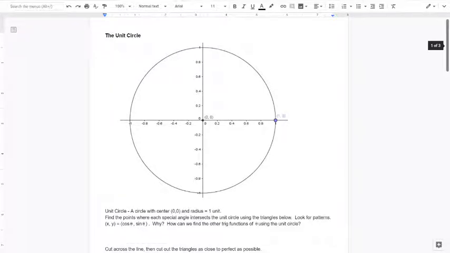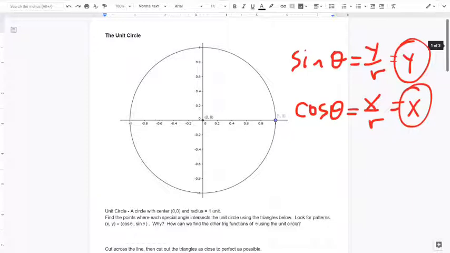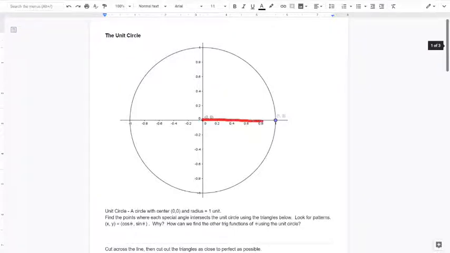Okay, now let's find where all these special angles cross the unit circle. The beauty of the unit circle is that the radius is 1. And if we look at what the sine of theta is, well, that's y over r. The cosine of theta is equal to x over r. So if the radius is 1, the sine of the angle is going to just be the y-coordinate of where it crosses the unit circle. And the cosine of the angle is just going to be the x-coordinate of where the angle crosses the unit circle. Okay? So, first let's look at 0 degrees.